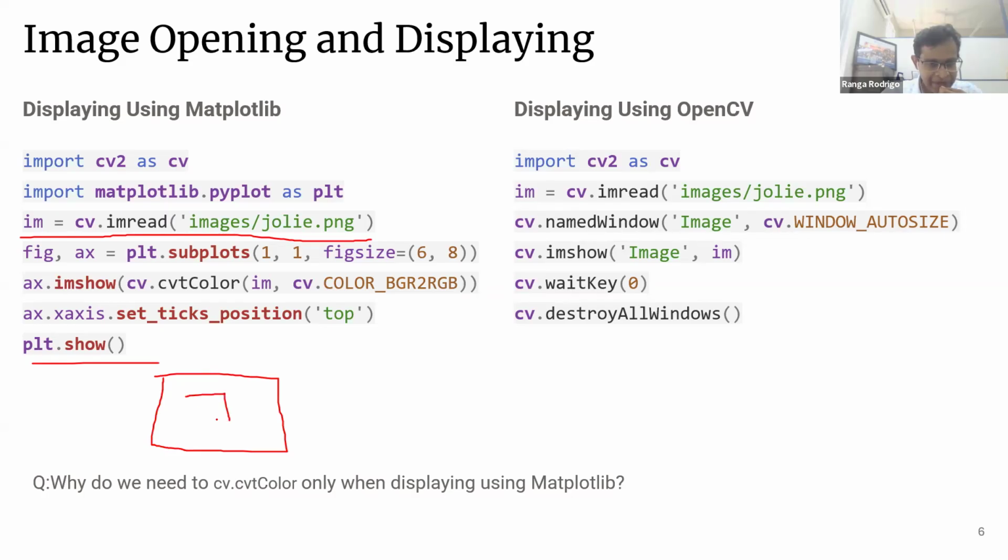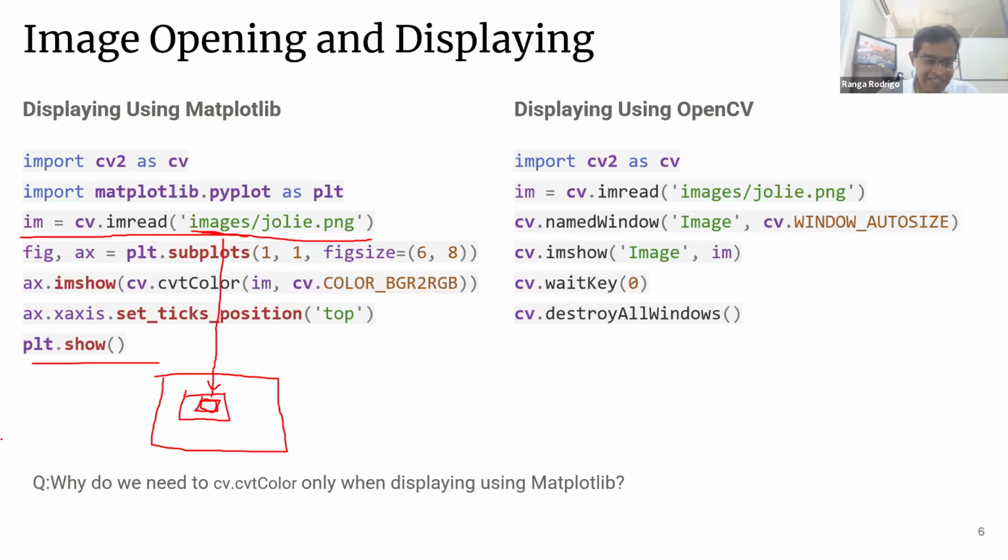Inside that folder, I'm assuming that this images folder is there. Inside that images folder, there's a file that is named jolly.png. With that assumption, I can open and display it using Matplotlib.